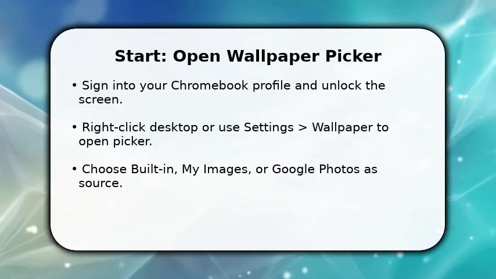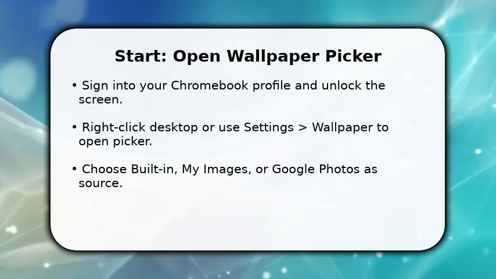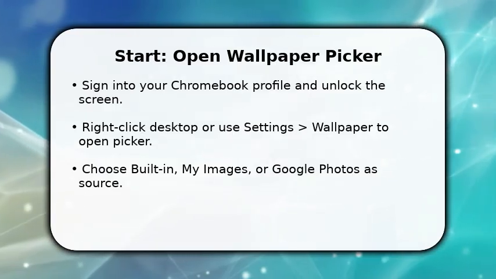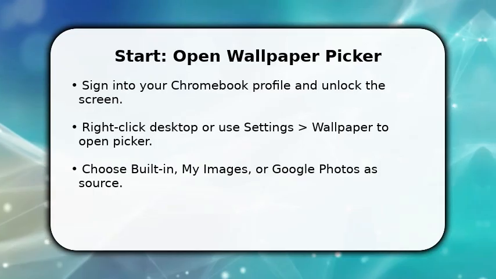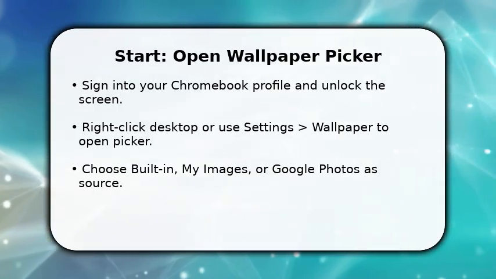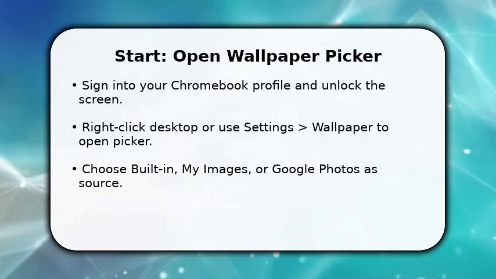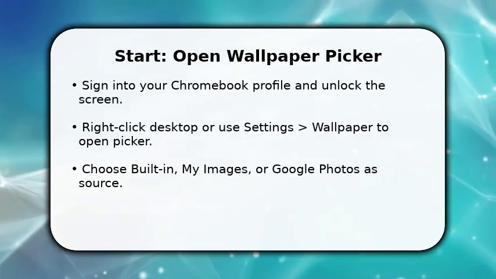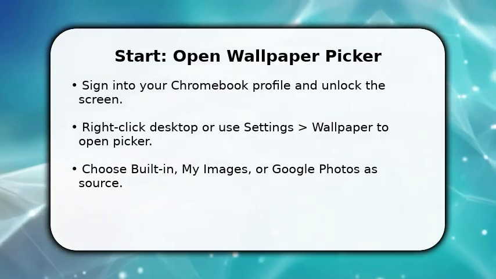You will start right at the wallpaper picker. First, sign into your profile and unlock the device. Then right-click the desktop or open settings and select Wallpaper. You need to pick a source now, the built-in gallery, My Images folder, or Google Photos. Once chosen, thumbnails appear so you can preview options.